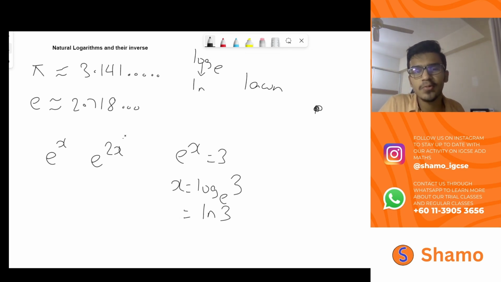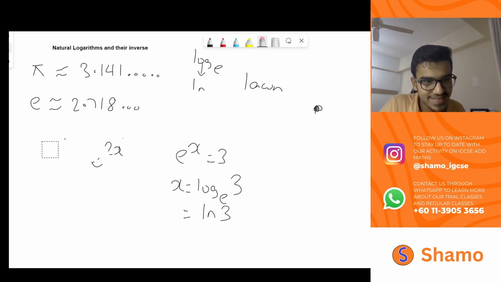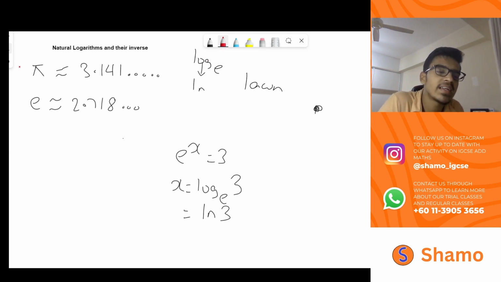Now, if you're like me, you'll probably be wondering, what's so natural about this? Is it found in nature? Like, what's so natural about this? And what is E actually? Like, okay, pi I can accept. It's the ratio of the circumference and diameter. That's always pi. What's E actually? And what's so special that it's natural?